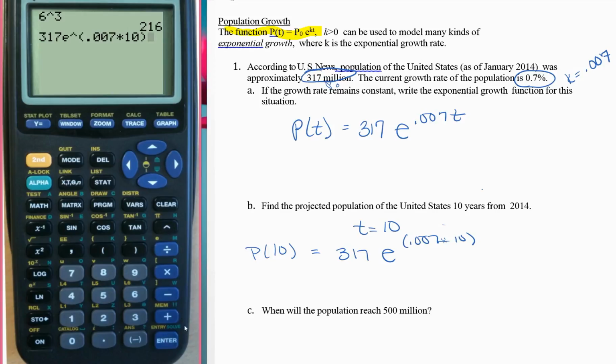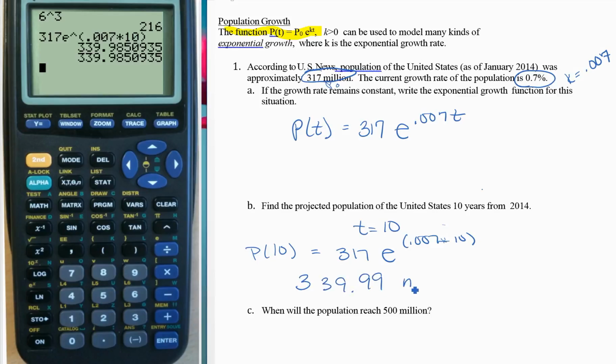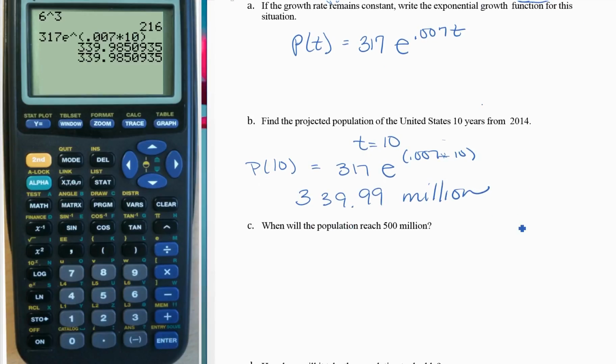Okay, so I'm going to hit enter. And we see that in 10 years, we would have about 339.99 million. Okay, and then part C asks, when will the population reach 500 million? So we're going to solve for a time. We want to know, when is it going to be 500 million? Well, that's going to be our answer out.